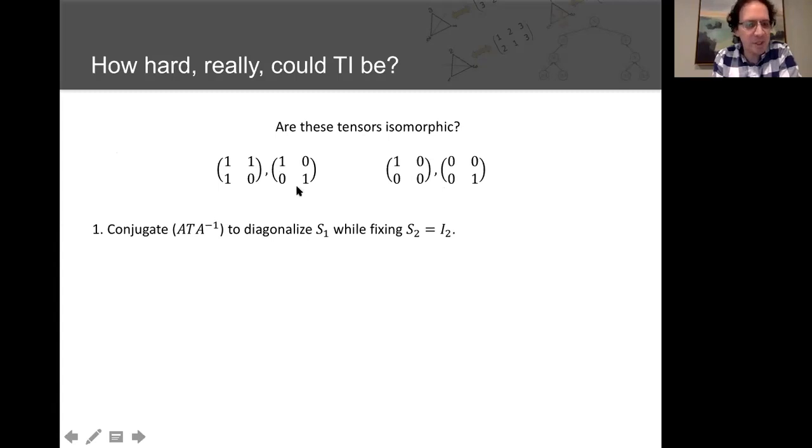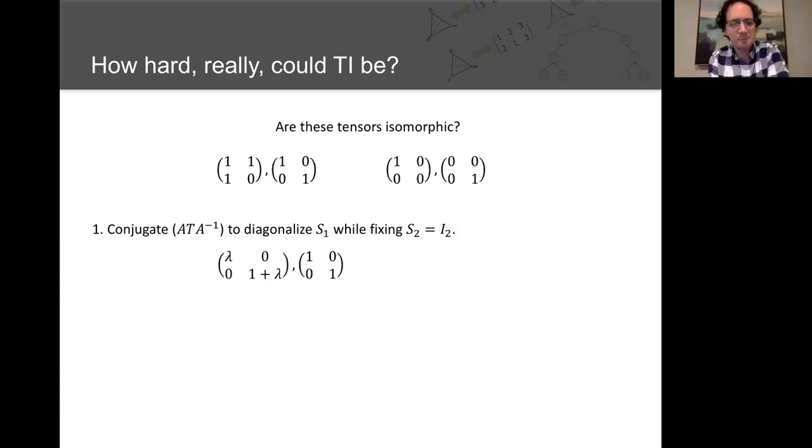Because this, notice, is the identity matrix. So when I multiply on the left by A and on the right by A inverse, this one stays the identity matrix. So I can diagonalize this first matrix, keep the second one the identity matrix, and now it looks like this, where lambda is some eigenvalue. It happens to be a cube root of unity, but that's not super relevant.